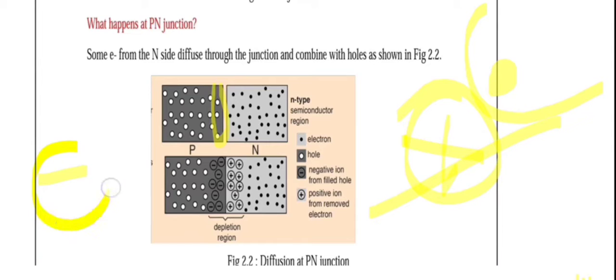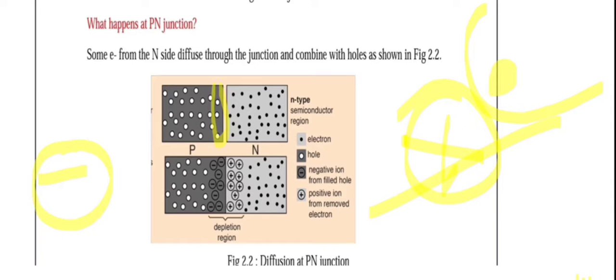So it will become a positively charged ion in the n side and a negatively charged ion in the p side: donor ion and acceptor ion. So this is what is happening in a p-n junction.